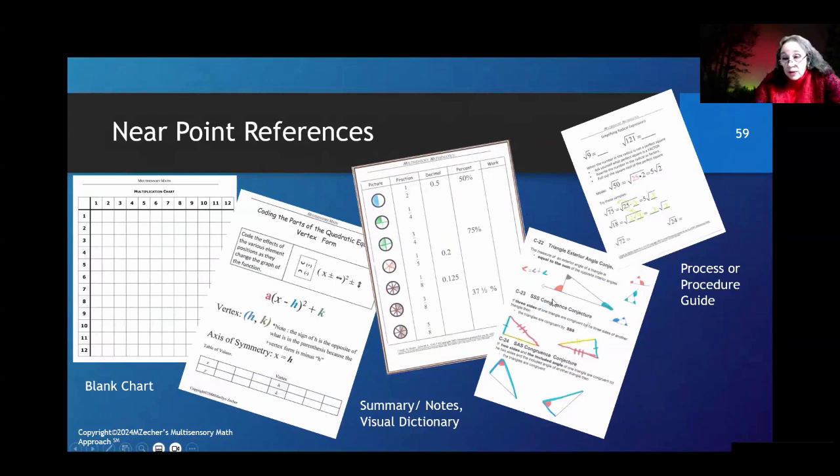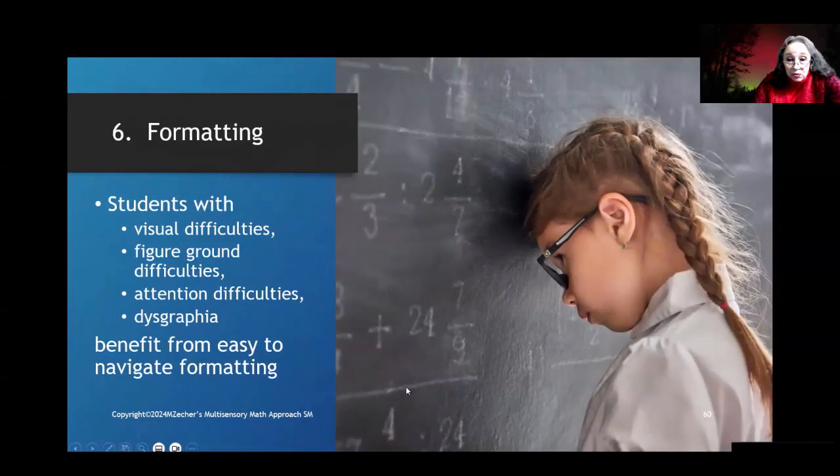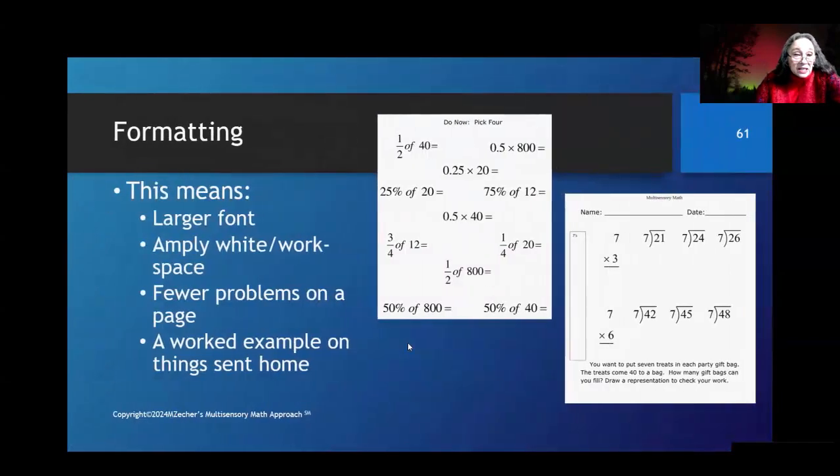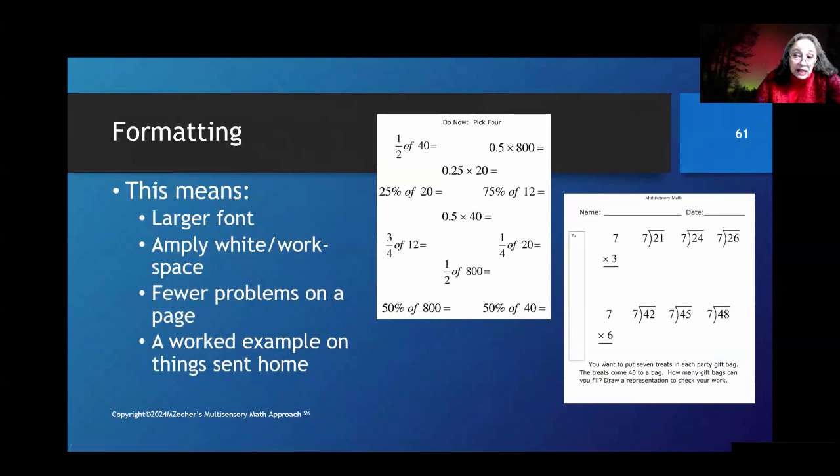Here's one for geometry where they color in the postulates. Here's a fraction, decimal, and percent equivalence sheet where they draw a picture and relate those percentages and those decimal fractions to the fraction concepts for work. This is coding the parts of the quadratic equation. Graphic organizers are terrific for these kids. If you have an inclusion class, consider formatting with larger font and ample work and white space.